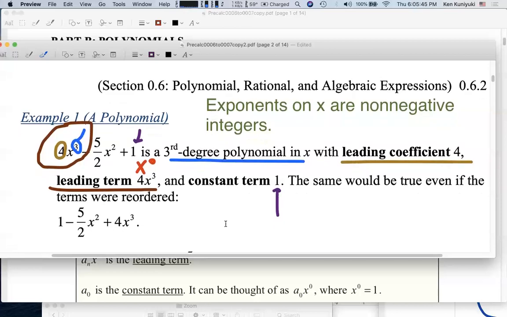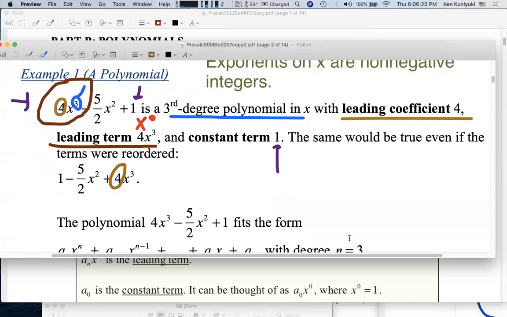Now, it doesn't matter what order you put the terms in. This is descending powers form up here. But you can reorder the terms, and you'd still have a third degree polynomial in x. 4 is still the leading coefficient. If I ask you what's the leading coefficient on this polynomial, it's still the 4. 4x cubed is still the leading term, even though it's written at the right end here. That's why descending powers is often more convenient, because then you can quickly tell the leading term is the guy on the left.